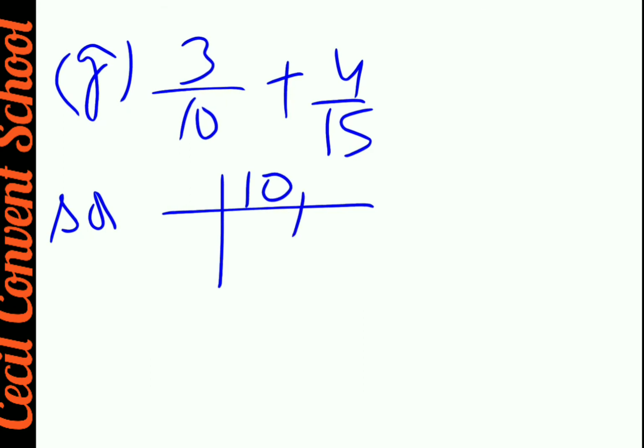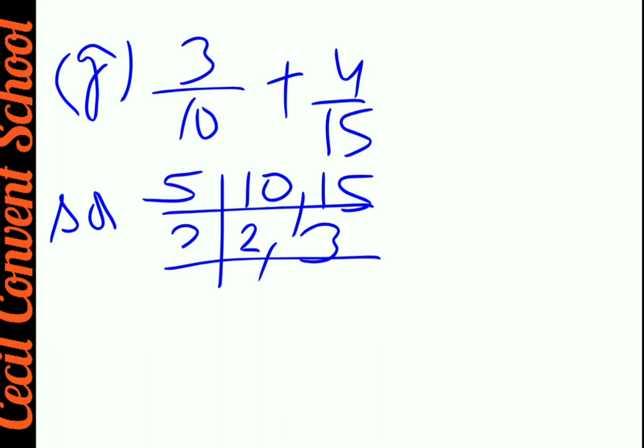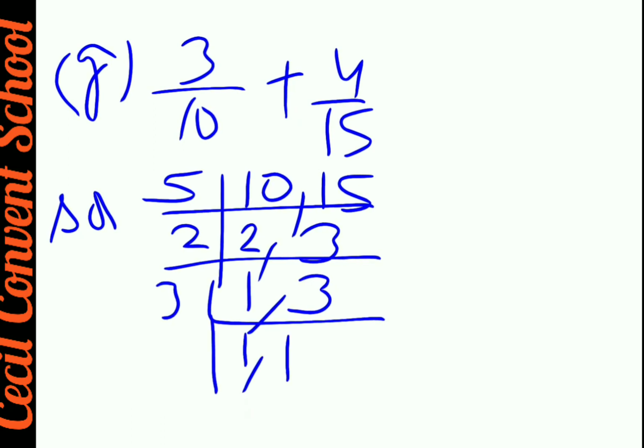How? 10 and 15, you see in which table 10 and 15 both come. It comes in the table of 5. So in the 5 table, 10 comes at 2s, and in the 5 table, 15 comes at 3s. Now in the 2 table, 2 comes at 1s. 3 does not come, so we copy it down as it is. Then 3, 1, 1. Clear?